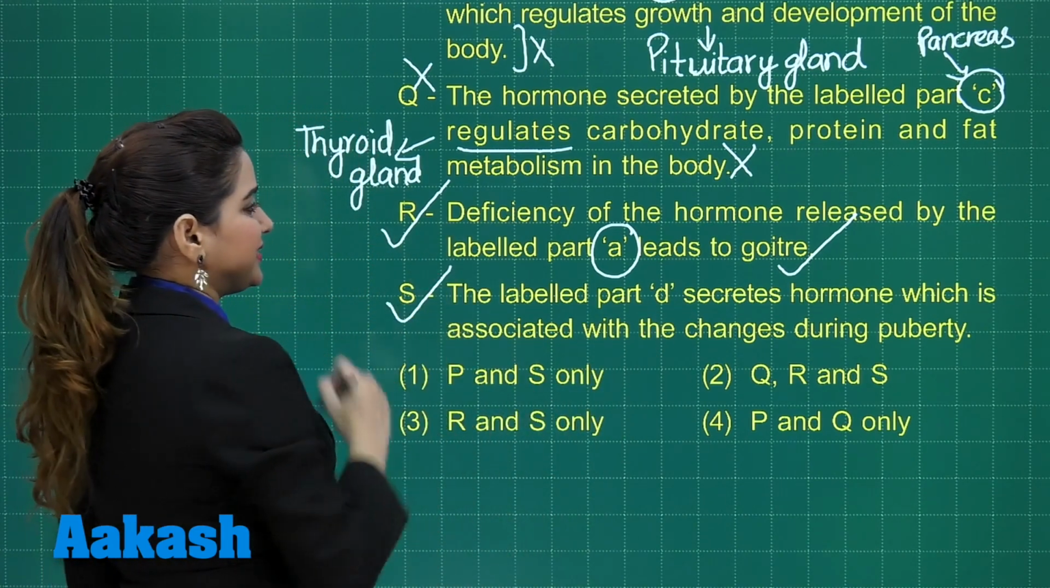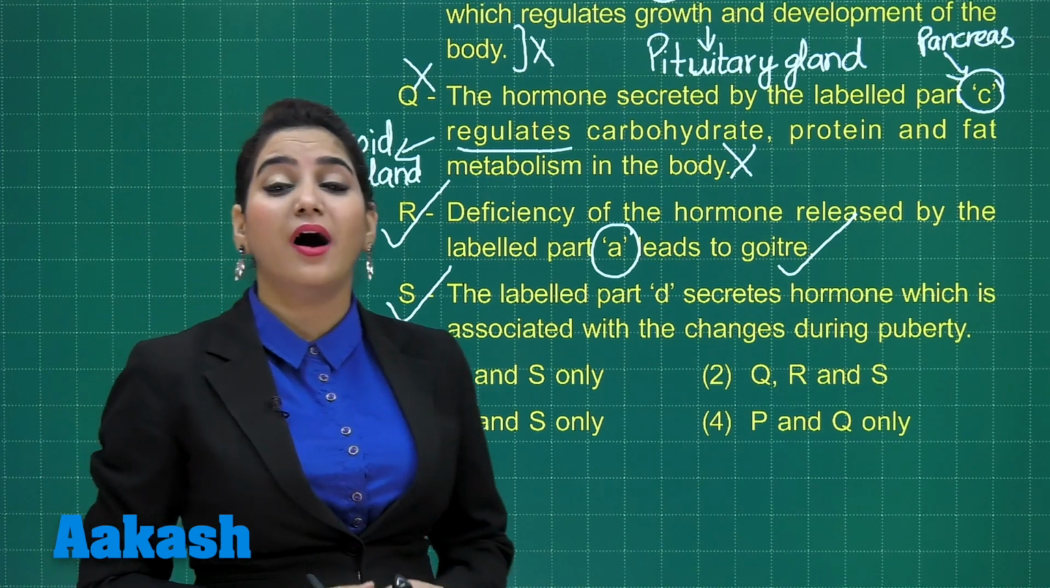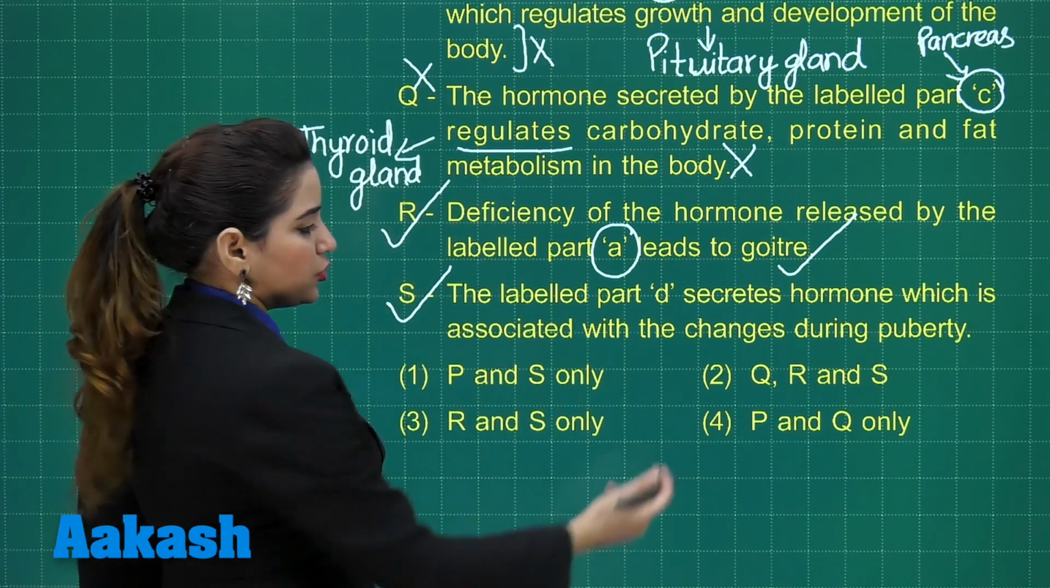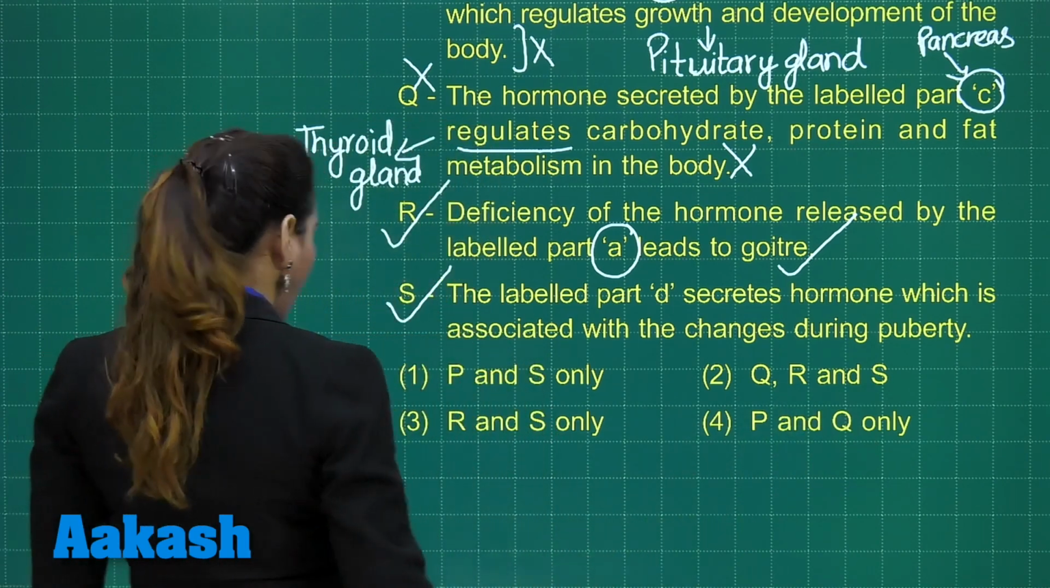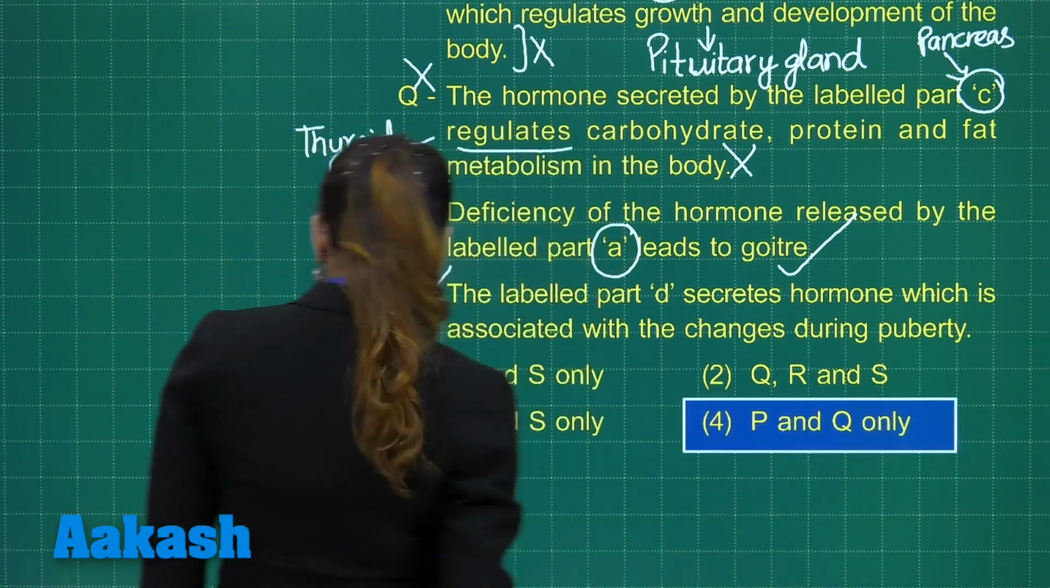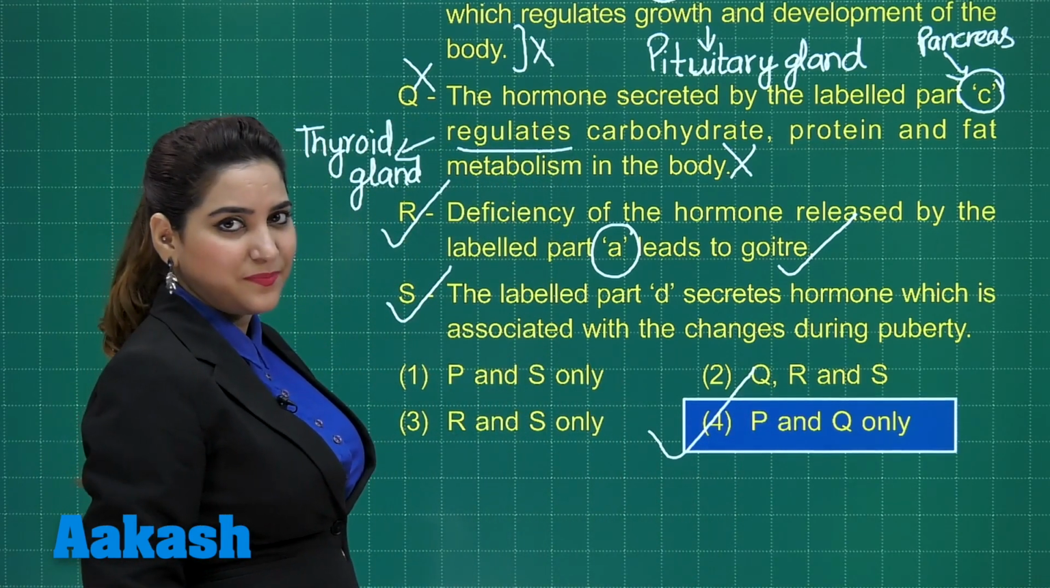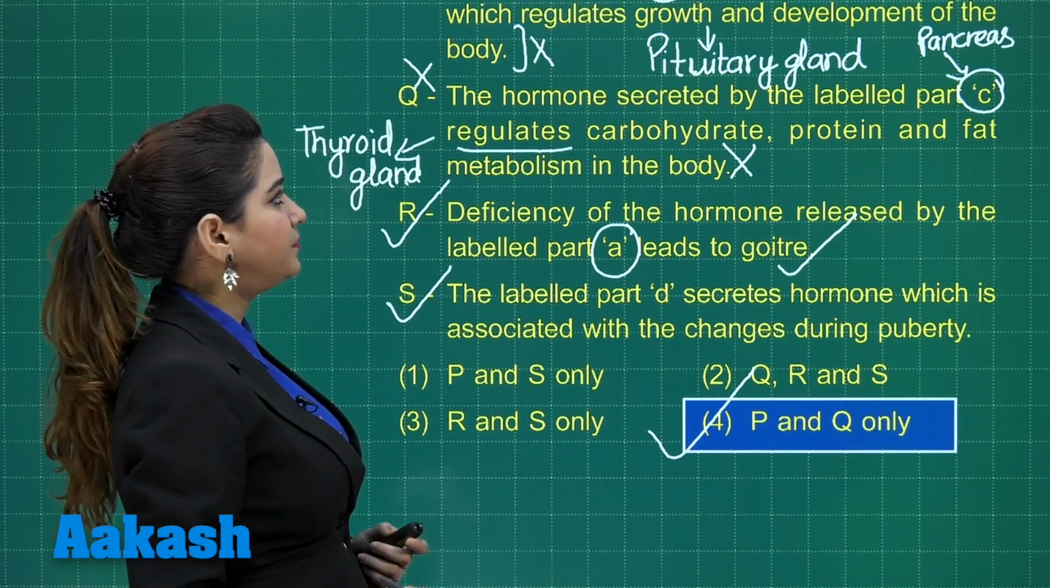So yes, R and S is right, but in our question we were asked to mark the incorrect statement, which was P and Q. So P and Q is given in option 4. Therefore, let's keep it in a separate box and also highlight this. Option 4 is the right choice. Let's take up our next question here.